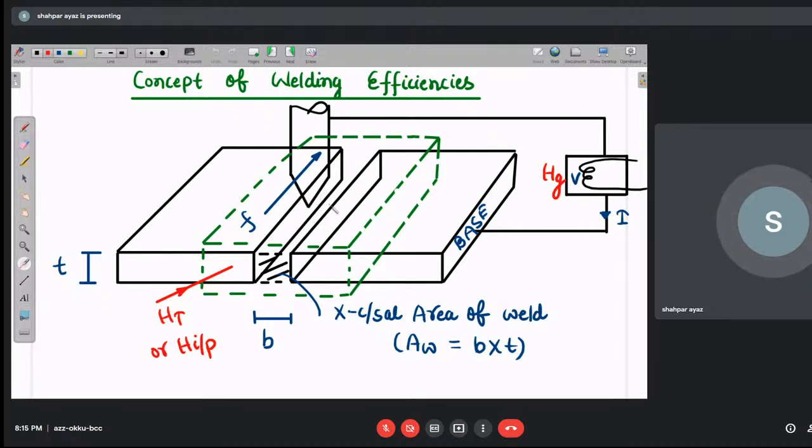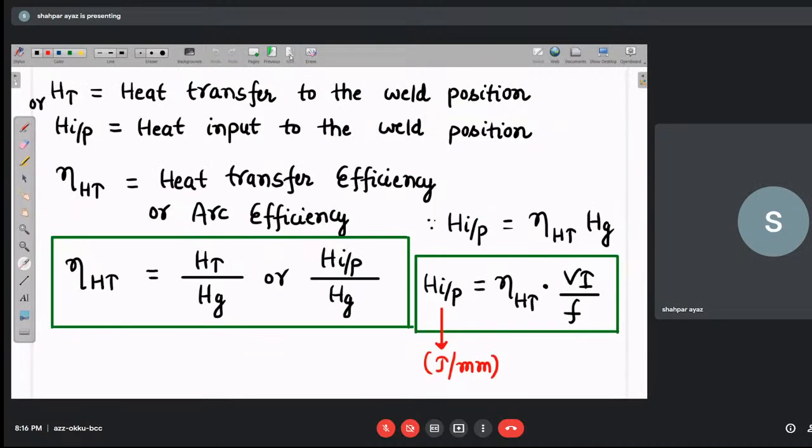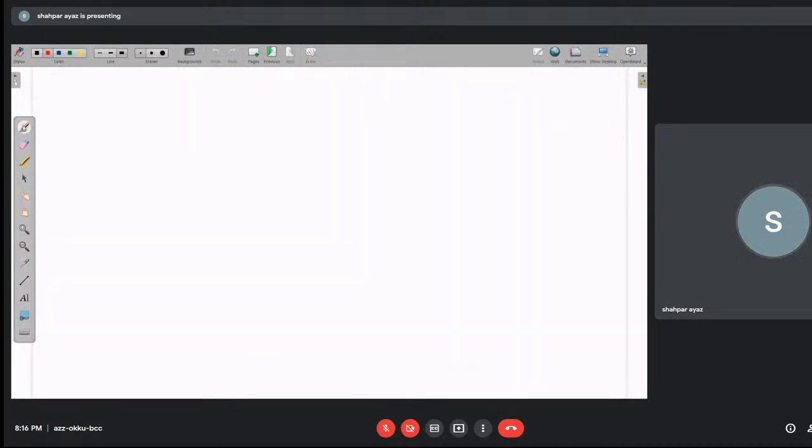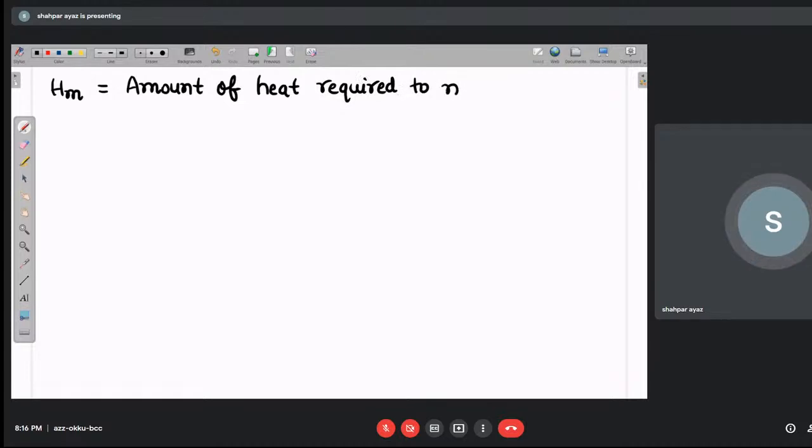Hm is the amount of heat required to melt the surfaces. So first let's understand Hm, right? Amount of heat required to melt the joining surfaces, Hm, we can calculate.